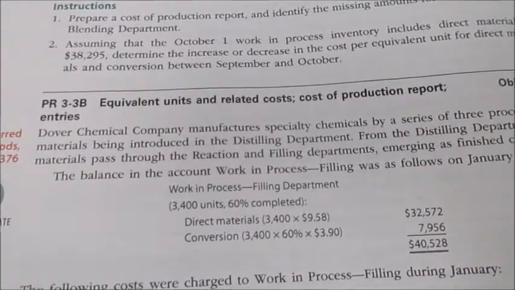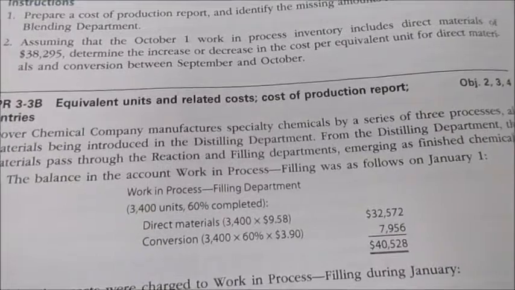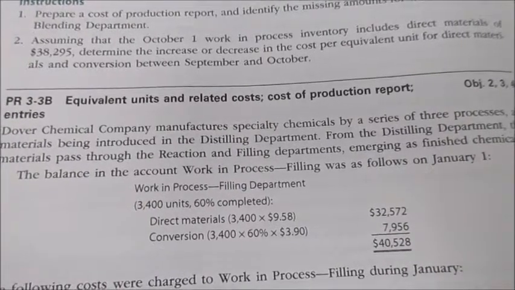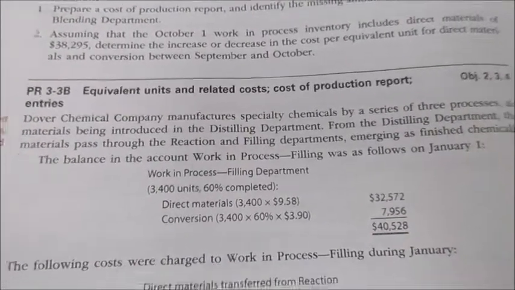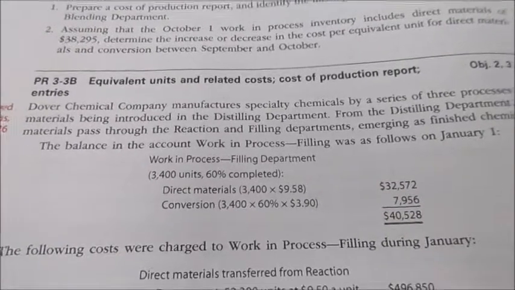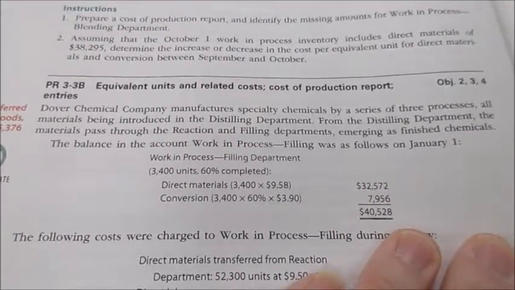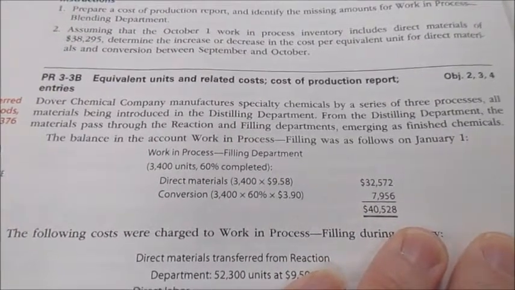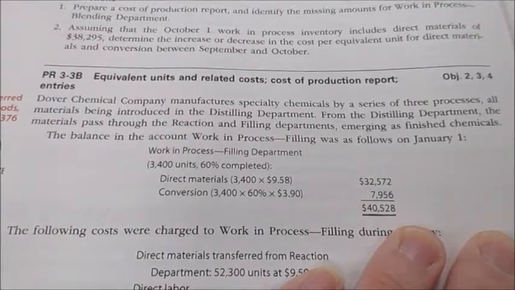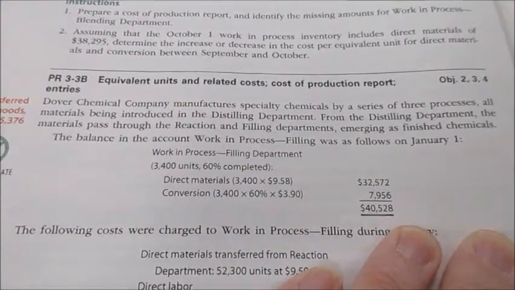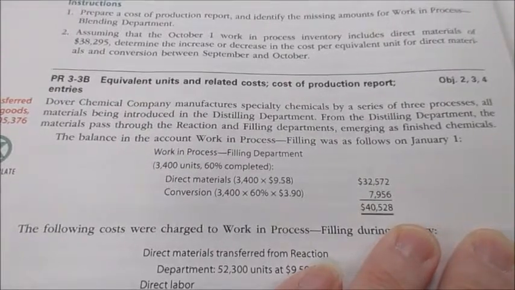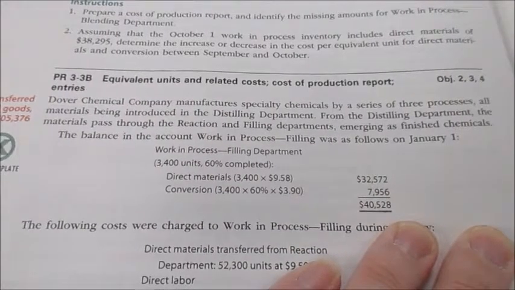Today we're going to look at 3-3B, equivalent units and related costs and a cost of production report. The Dover Chemical Company manufactures specialty chemicals by a series of 3 processes, all materials being introduced in the distilling department. From the distilling department, the materials pass through reaction and filling departments and emerge as finished chemicals.